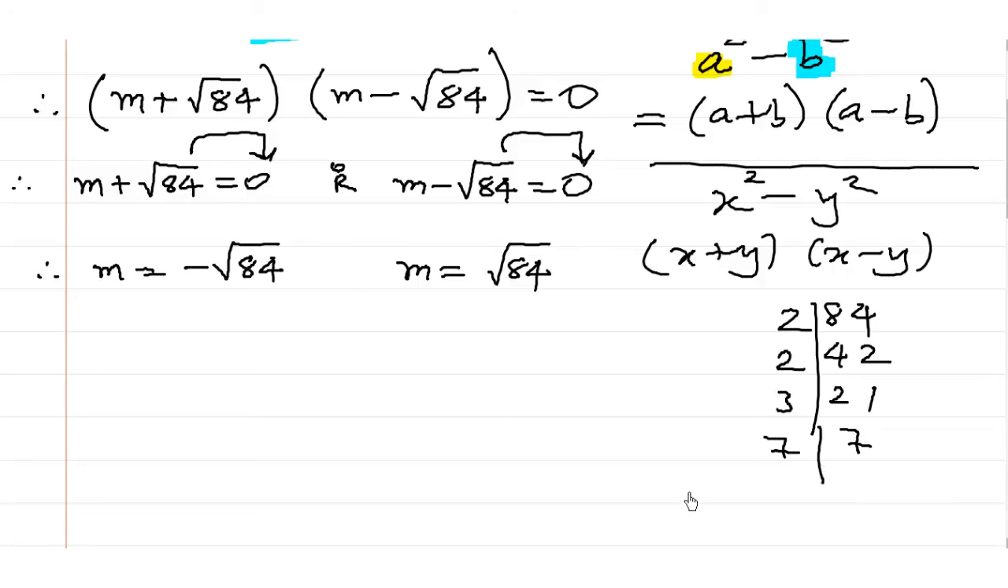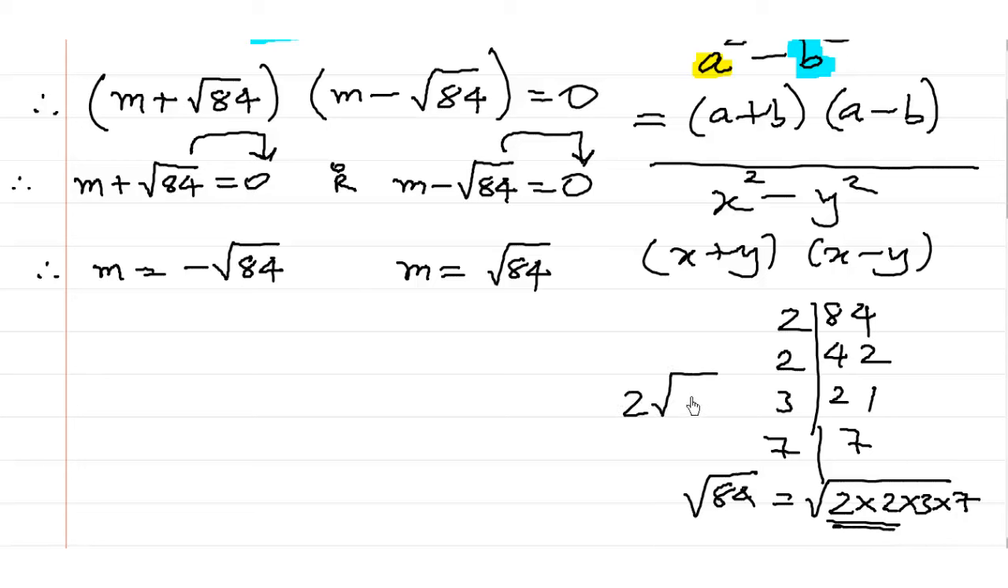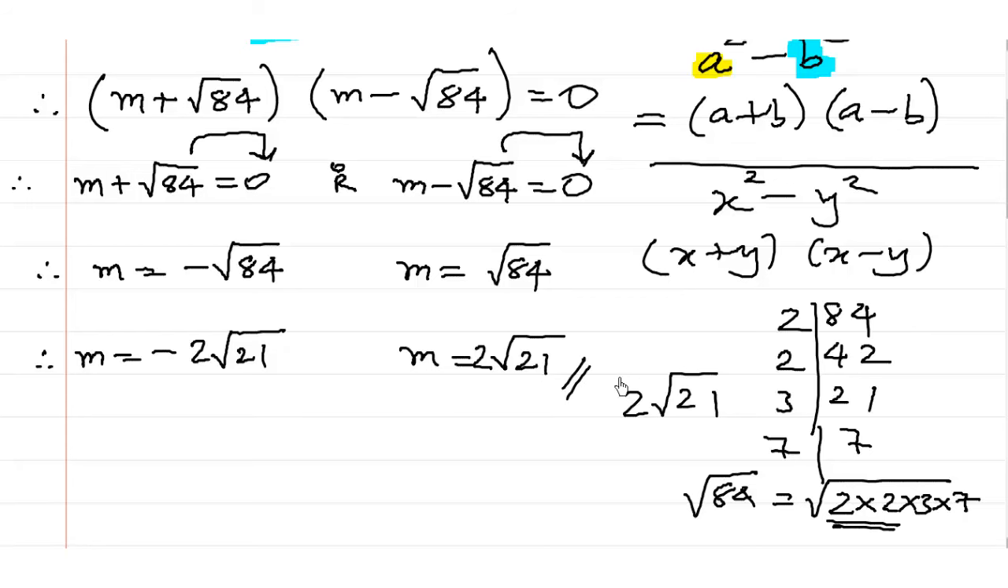So we can write the square root of 84 as square root of 2 multiplied by 2 multiplied by 3 multiplied by 7. So we can see that there is a 2 that can come outside, and 3 7s are 21. They do not have any other pair. So we can rewrite square root of 84 as 2 square root of 21. And similarly over here, m is equal to 2 square root of 21. And now this sum has ended.